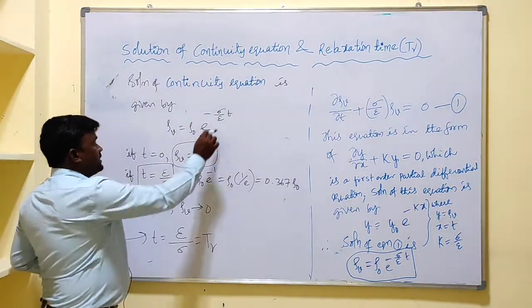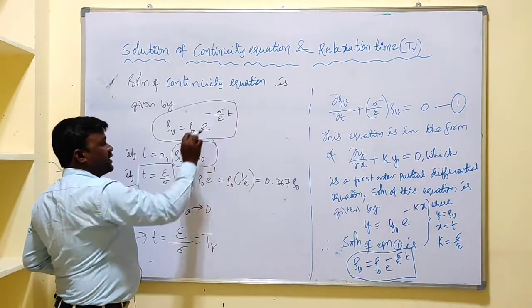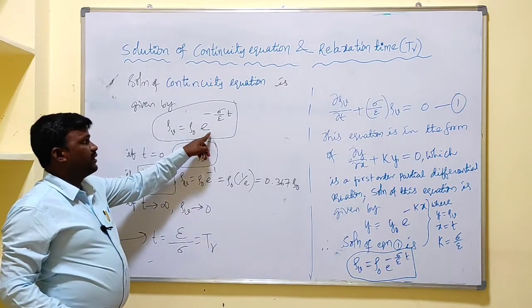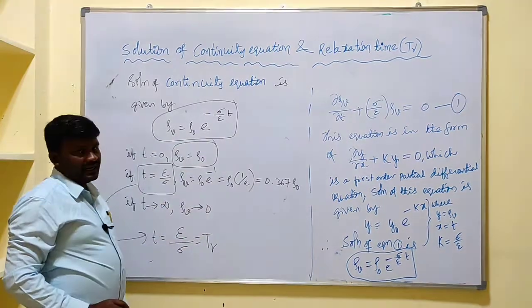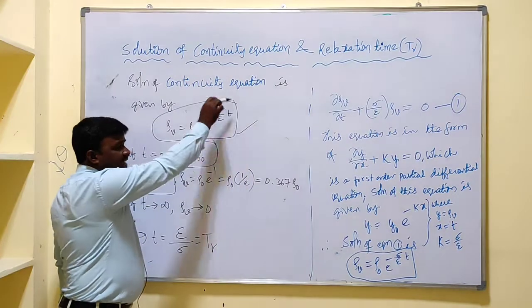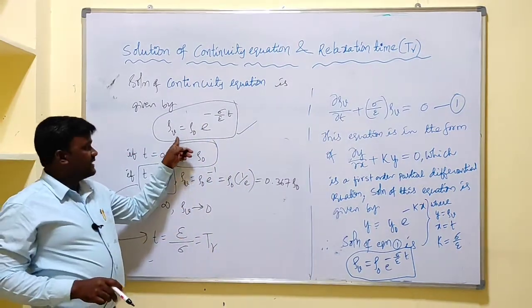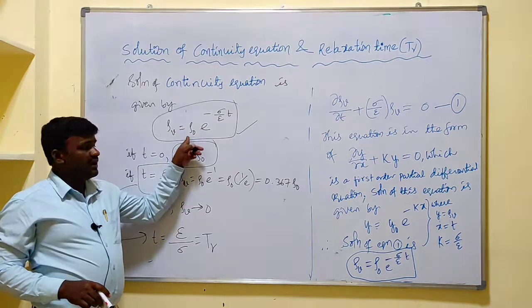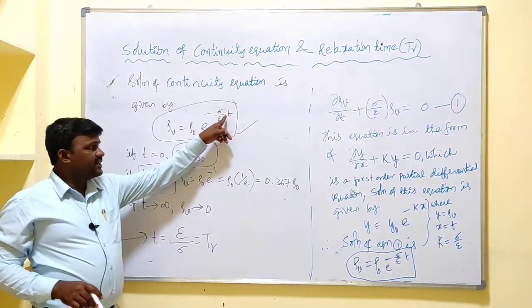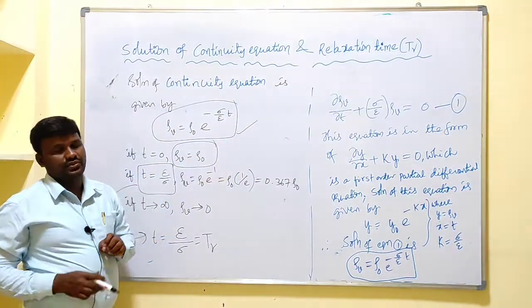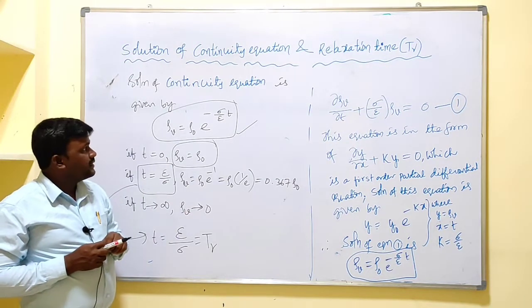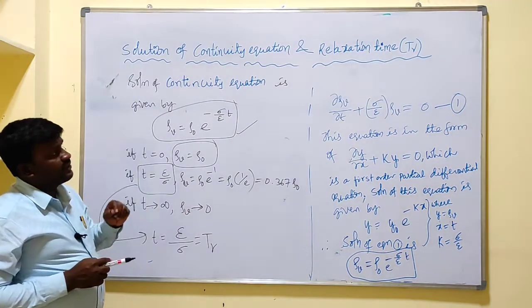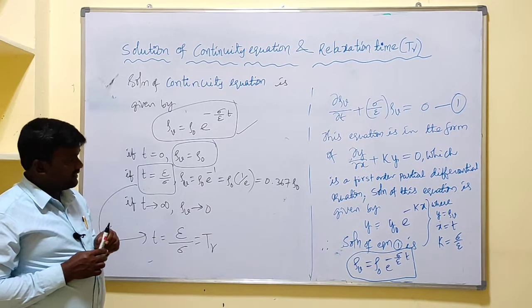So this is nothing but the solution of our continuity equation, rho v equal to rho naught into e to the power minus sigma by epsilon into t. It indicates that as T increases, our charge density is decreased from its initial value, and as T tends to infinity, it becomes 0. This is all about the solution of the continuity equation and relaxation time.